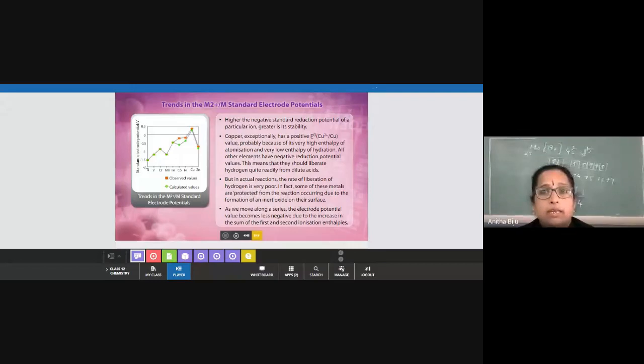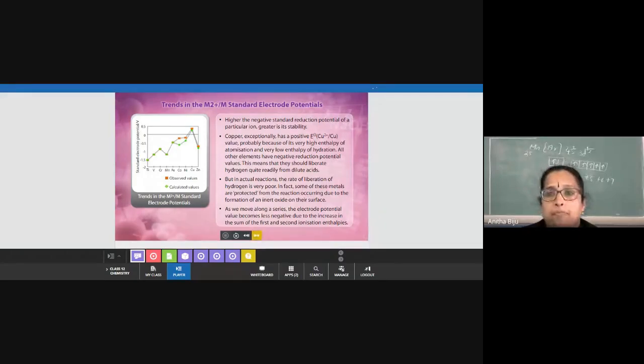The more negative the standard reduction potential of a particular ion, the greater its stability. Here we will discuss one unique property of one particular element, and that is copper. That point is very important, that's why I have shown this. You know that copper is not capable of liberating hydrogen from dilute acid. I will give an example: when we react copper with hydrochloric acid, Cu plus HCl, does any reaction take place? Is copper capable of releasing hydrogen gas? Anyone?